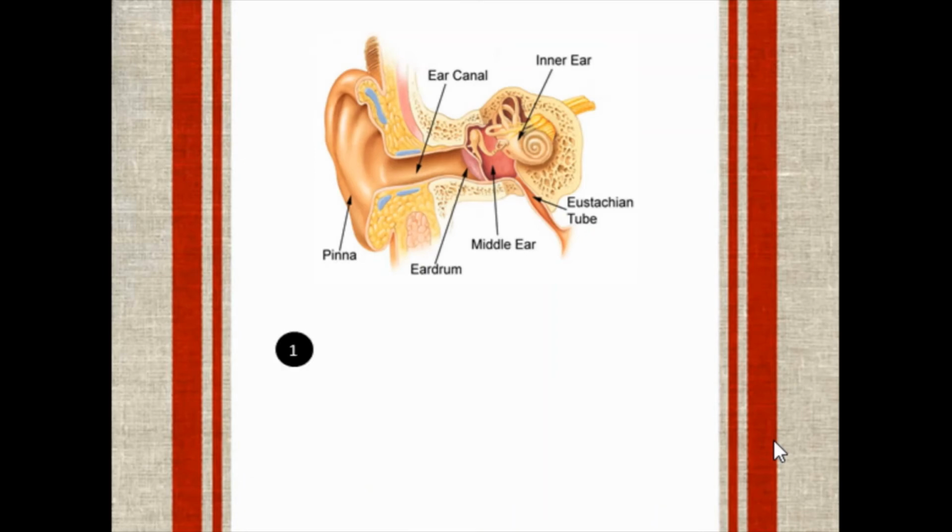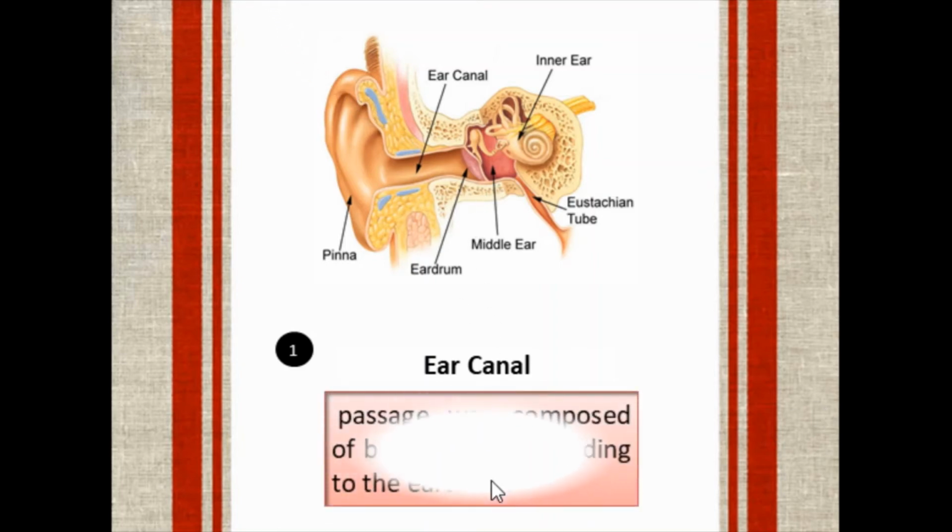Part 1. Everybody say ear canal. Ear canal. The ear canal is a passageway that's composed of bones and skin leading to the eardrum. So as you can see in the figure above, this is the ear canal. So it is where the waves that came from the outer ear pass going through our eardrum.